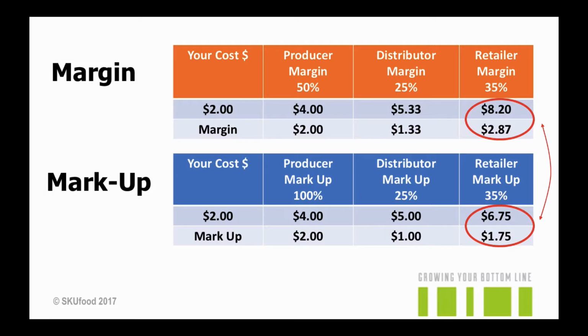The distributor wanted a 25% margin, so they sold it for $5.33. The retailer wants a 35% margin. They'll sell it for $8.20 in the marketplace. Now let's compare if we were doing a markup.